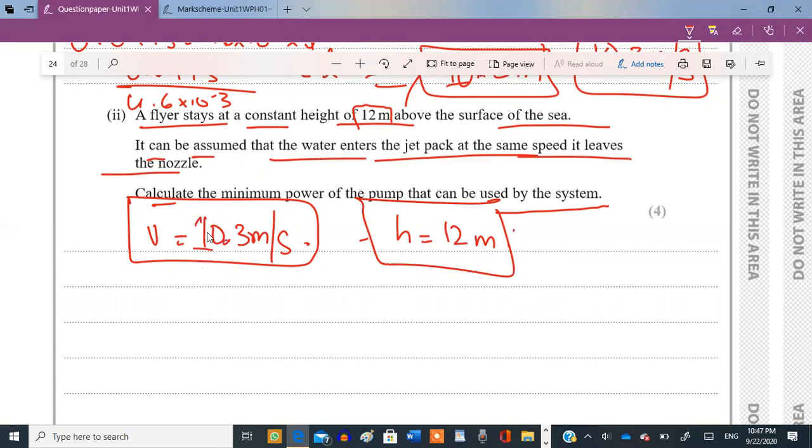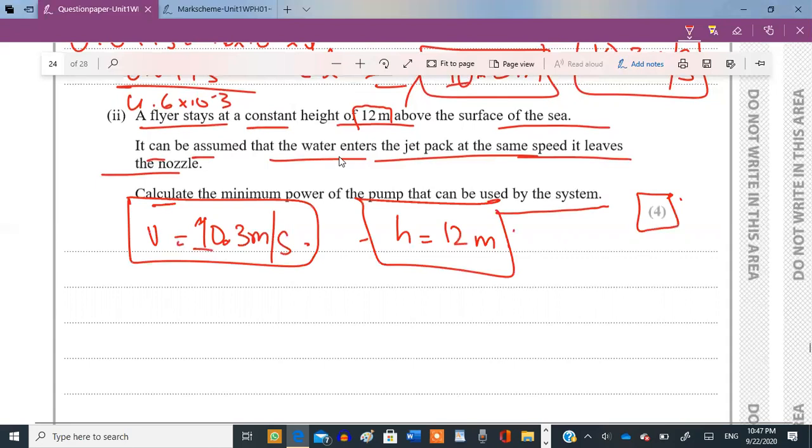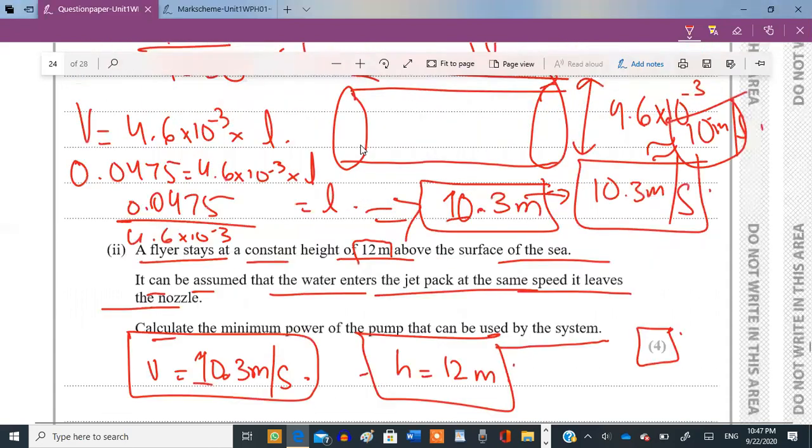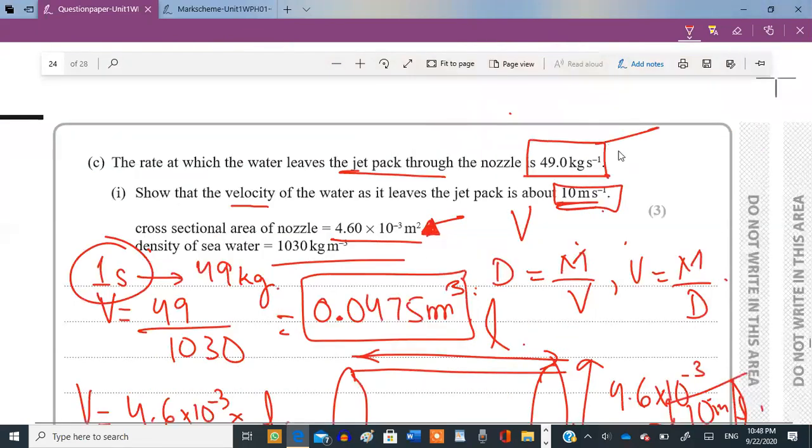Think of it this way. It's for 4 marks, so this means there might be more than one step involved. Okay. So now the height is constant. That means the flyer has some gravitational potential energy. And the speed of water is also there, it's 10.3 meters per second. And the mass of water per second is given to us at the start of the question, which is 49 kgs per second.